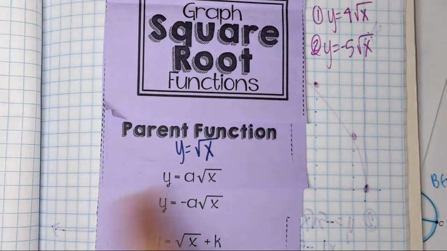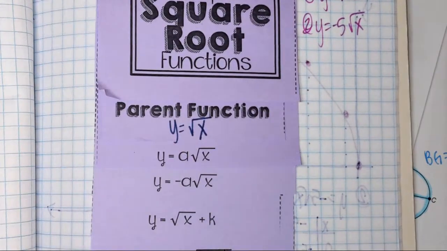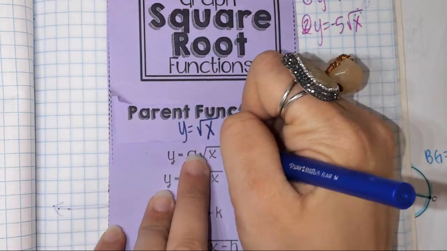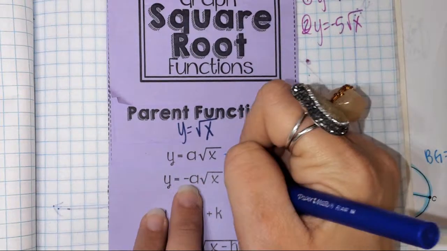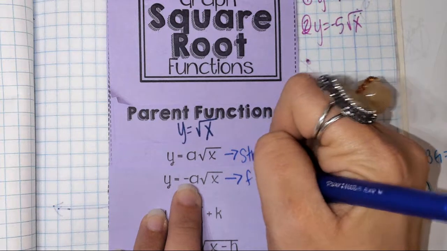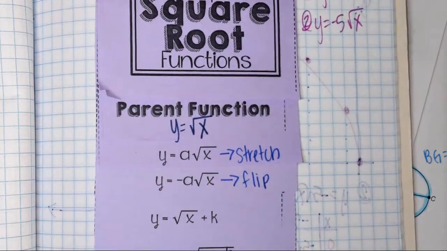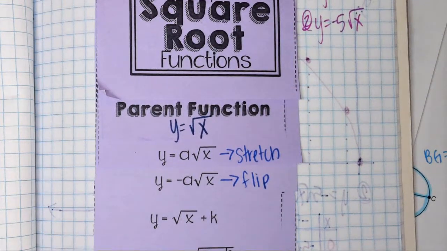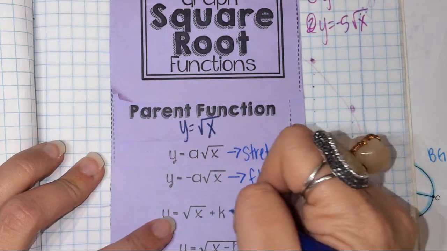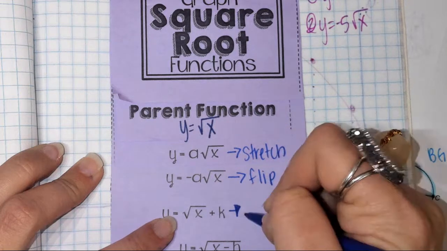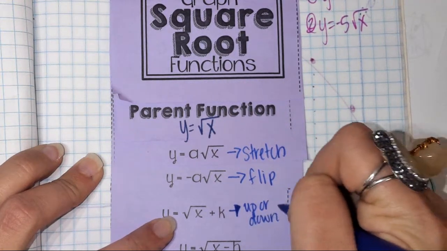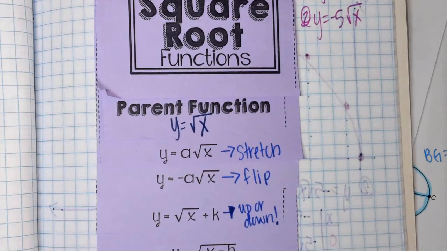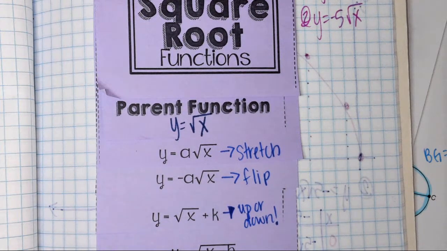Okay. So I want you to write stretch beside this. I want you to write flip right here. And then on the next one, we're going to write up or down. Are we ready to practice? Yes.